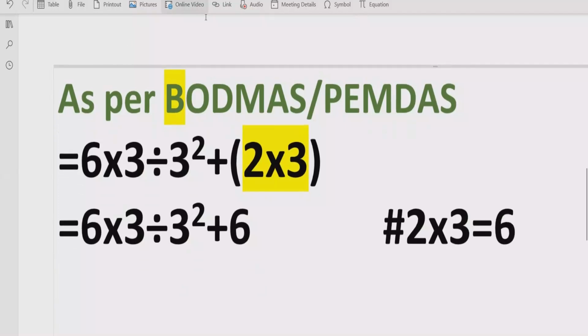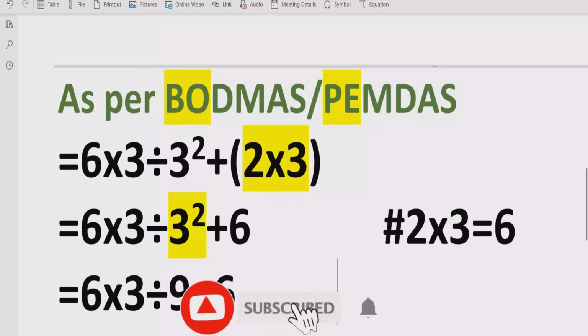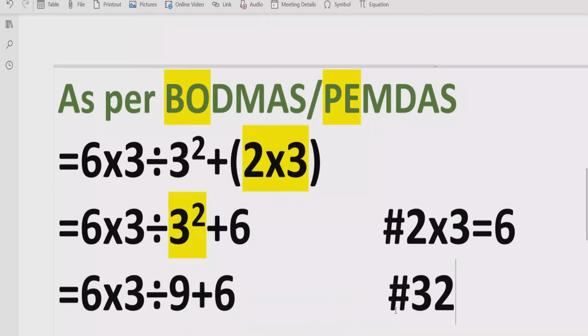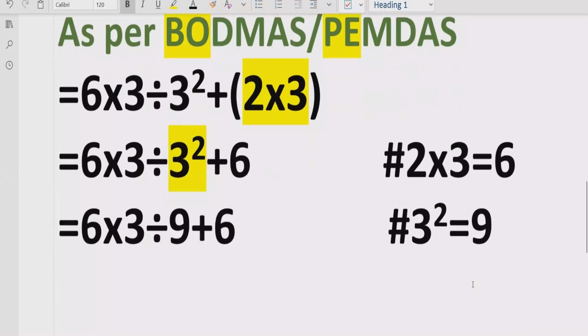Now move forward according to the rule. Now we have to solve the exponent part, or order of operations. So now we have this number which has the power, 3 raised to power 2. So we will solve these two numbers. 6 multiplied by 3 divided by 3 raised to power 2 means 9, and plus 6 we will write here as it is. And here we give the reference: 3 raised to power 2 equals 9. Now move forward. Steps number 1 and 2 we have solved.